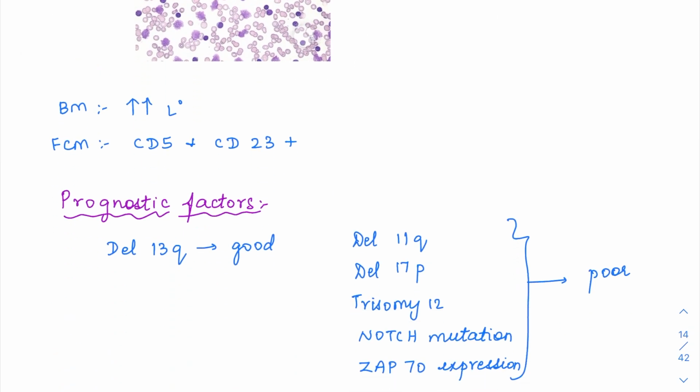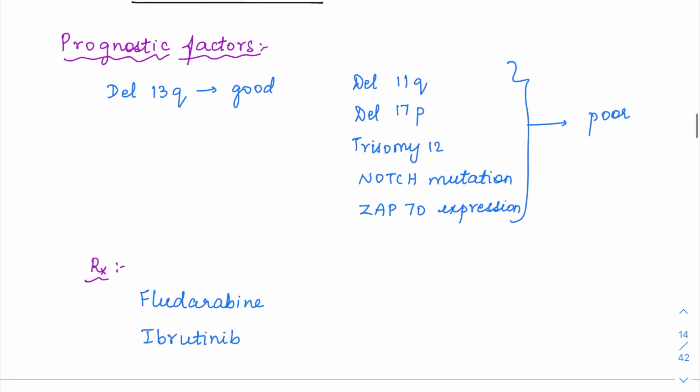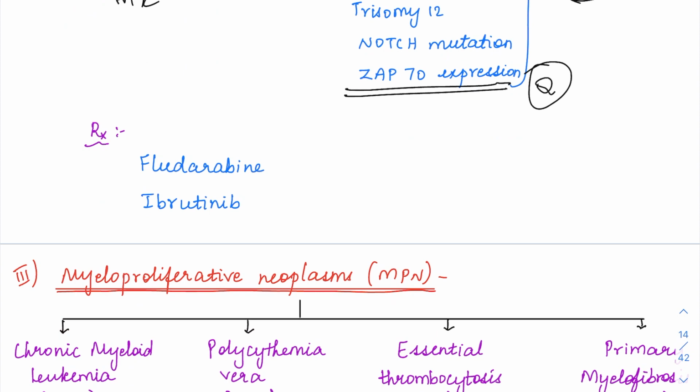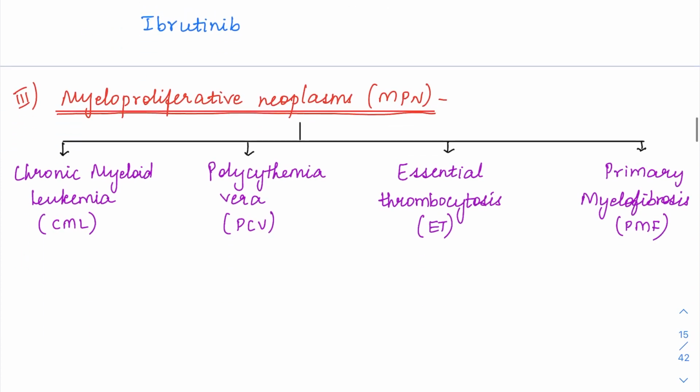In the bone marrow, I already mentioned, there is going to be increased lymphocytes, at least more than 30%. In flow cytometry, CD5 and 23 co-positivity should be there. Prognostic factors: deletion 13q, which was the most common genetic abnormality, is a good prognostic factor. While the other prognostic factors like deletion 11q, deletion 17p, trisomy 12, NOTCH mutations, ATM mutations, or ZAP70 expression can all have a poor prognosis. Okay. ZAP70 expression is again a poor prognostic factor in CLL. For treatment, you can use chemotherapeutic agents like fludarabine and ibrutinib. As such, CLL is going to be an indolent kind of neoplasm.